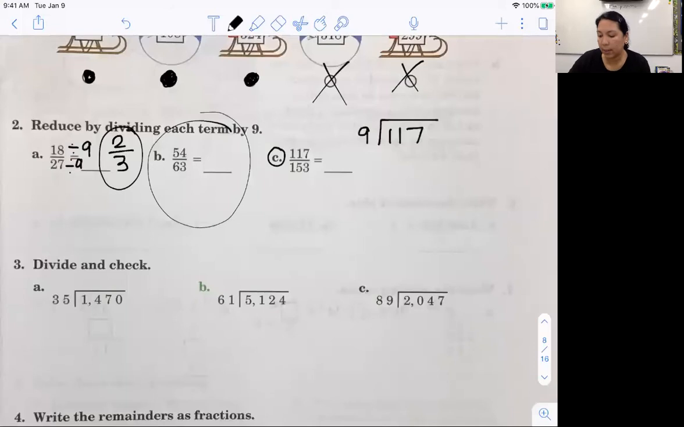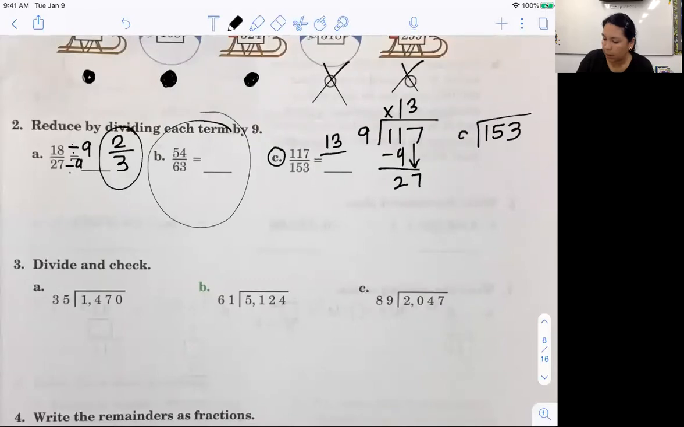How many 9s can go into 1? None. How many 9s can go into 11? 1. Subtract, I get 2. Bring down my 7. How many 9s can go into 27? 3. Okay, so my numerator is going to be 13. Let's check my denominator. So 153 divided by 9 can go in once into 15.